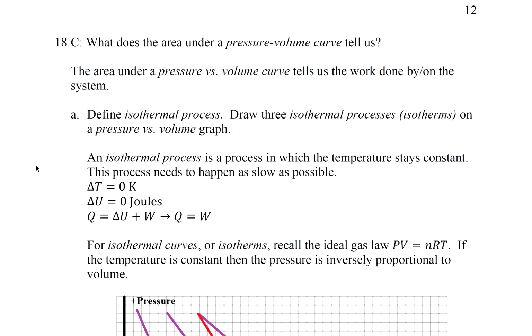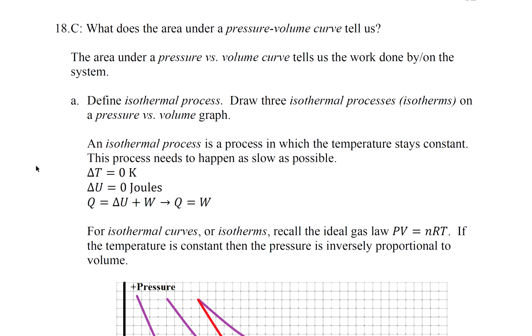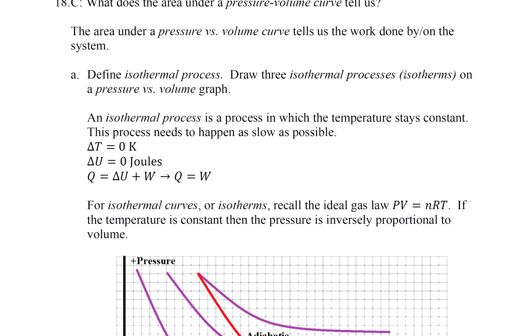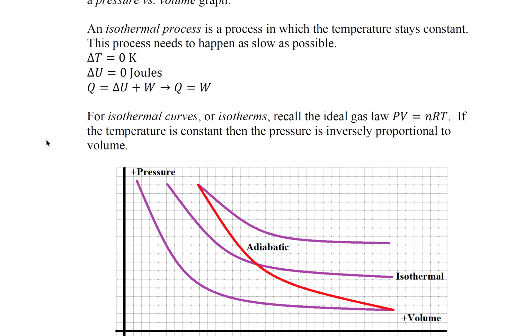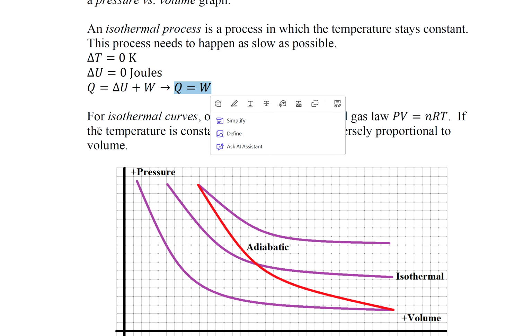Part A, define isothermal process. Draw 3 isothermal processes or isotherms on a pressure versus volume graph. An isothermal process is a process in which the temperature stays constant. This process needs to happen as slowly as possible. So if delta T is 0, then delta U is 0. So Q equals W.